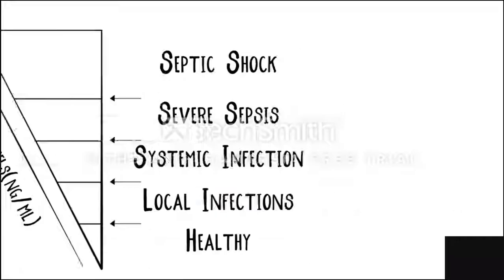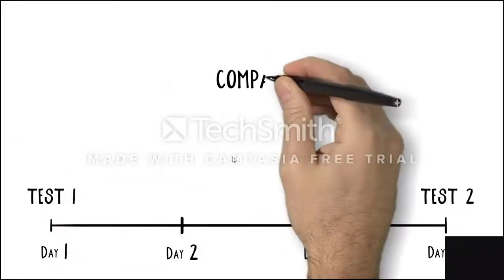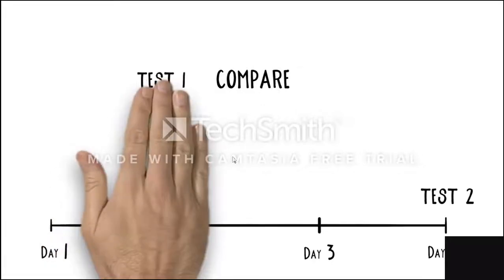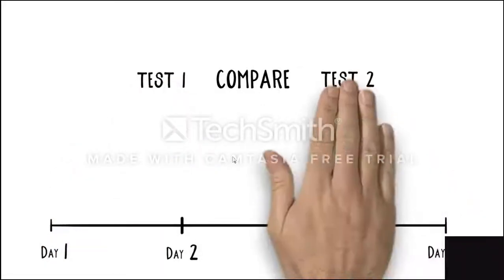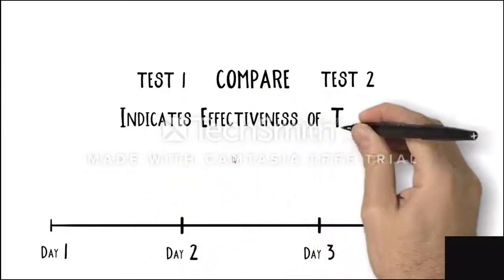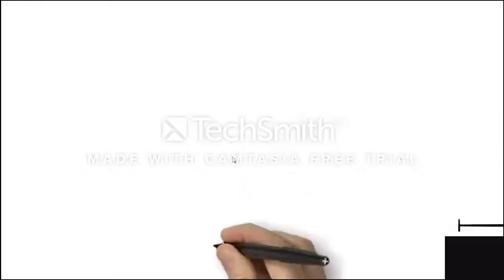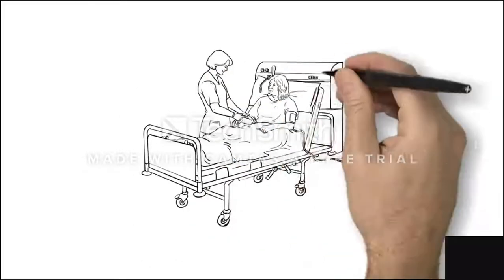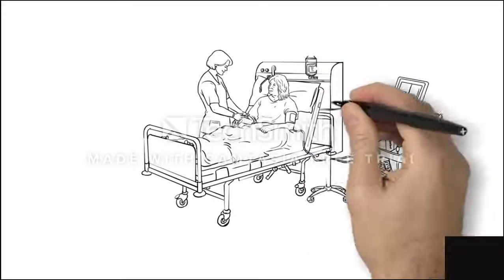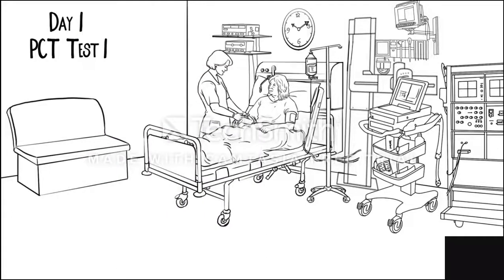In addition, to gain insight into the mortality risk of the patient, you can compare the levels of procalcitonin from the first day test to a test on the fourth day of their hospitalization. The comparison can indicate the effectiveness of sepsis management and help guide any necessary changes in patient management. What does this look like? For example, Mrs. Jones is admitted with suspected sepsis, and the first PCT test is administered.